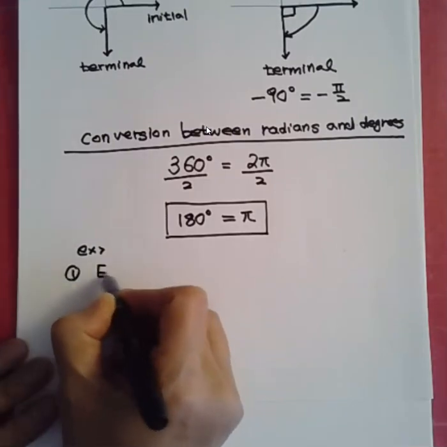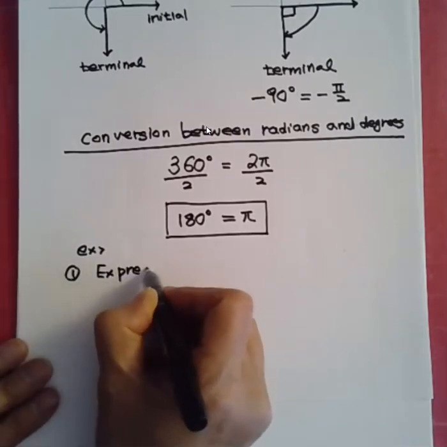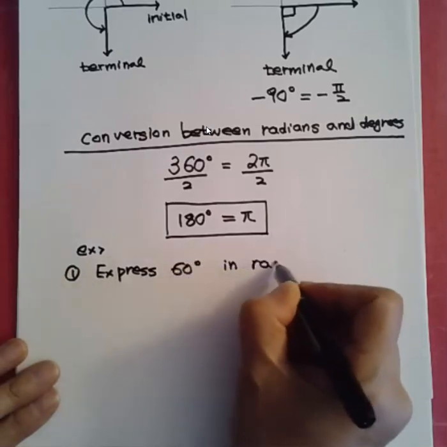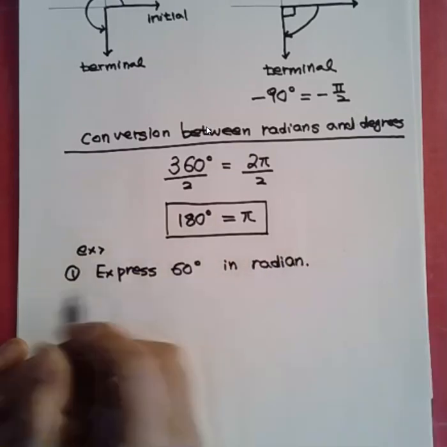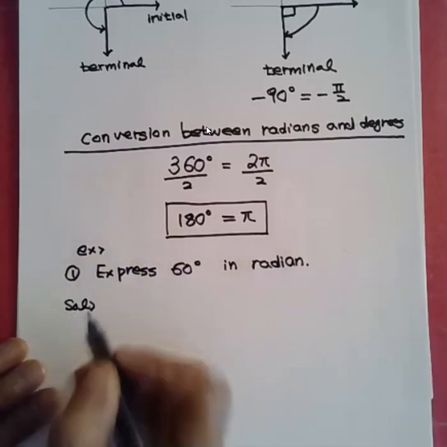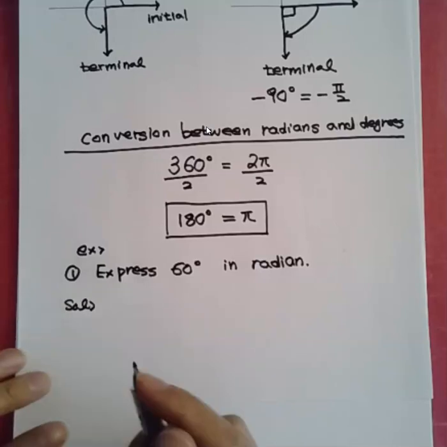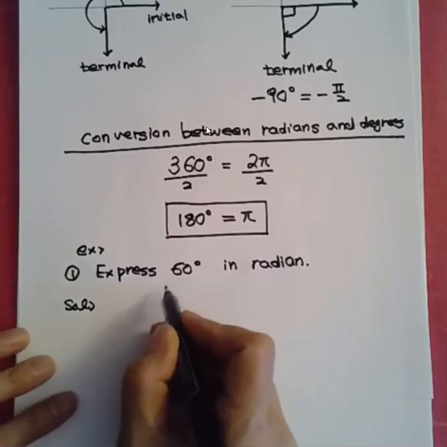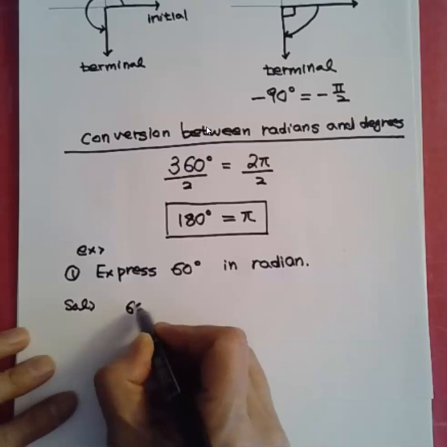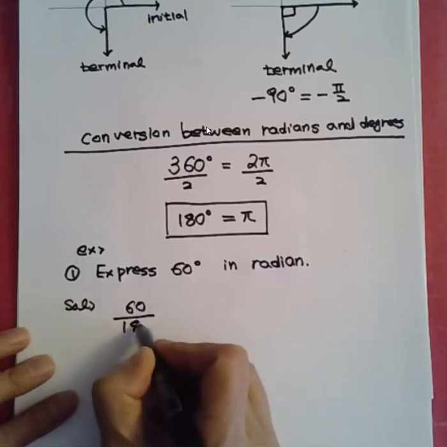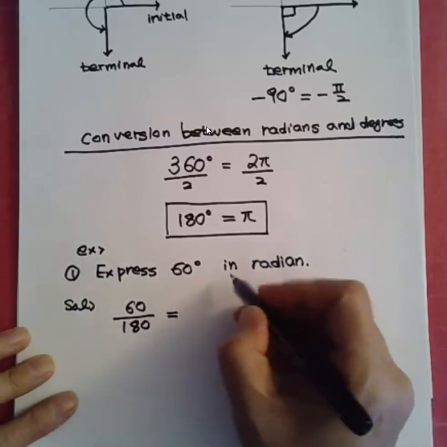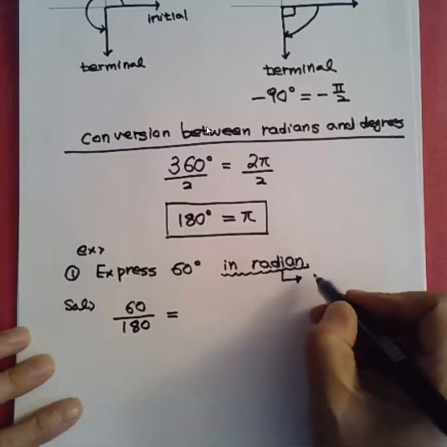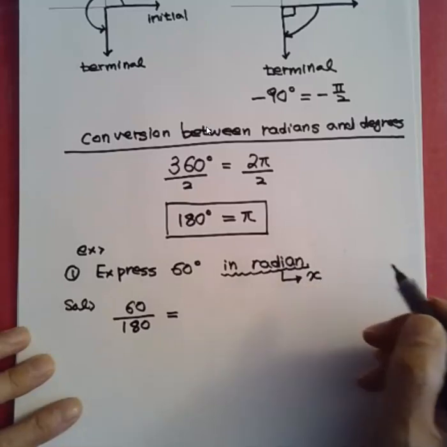First example is express 60 degree in radian. We want to use the ratio. We will compare this given angle 60 degree with 180 degree. The angle in a radian mode is unknown, so we will put that as x.